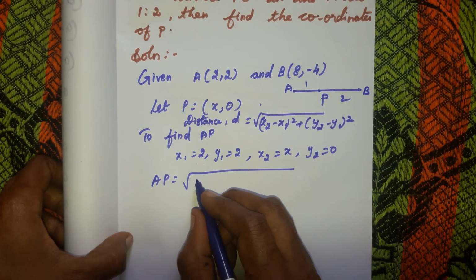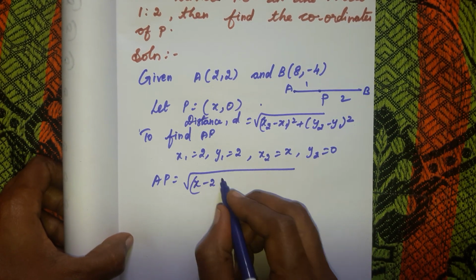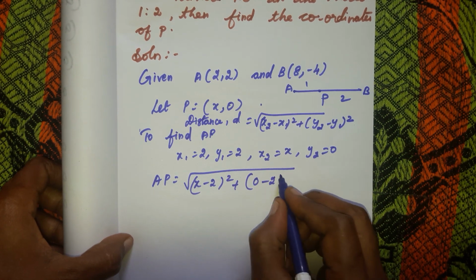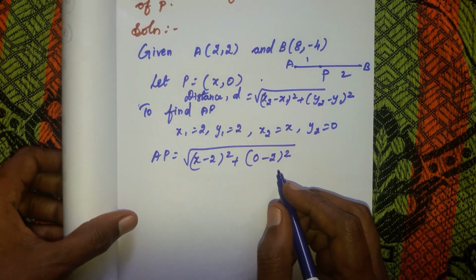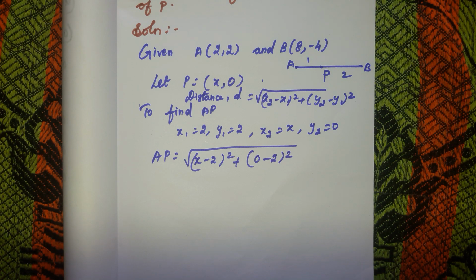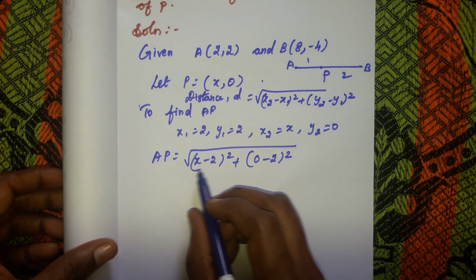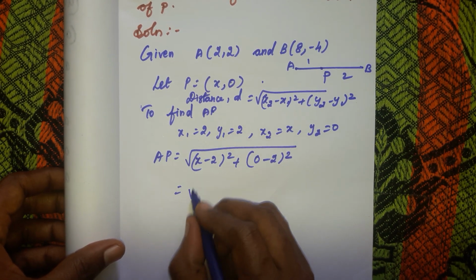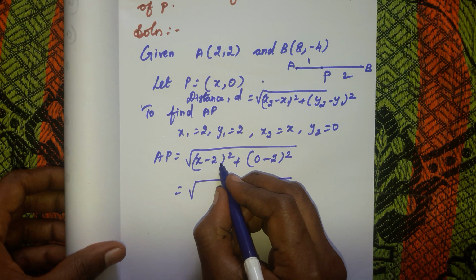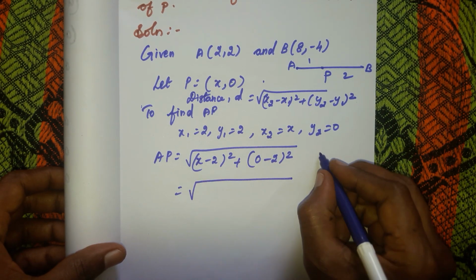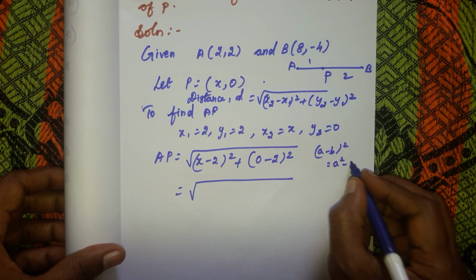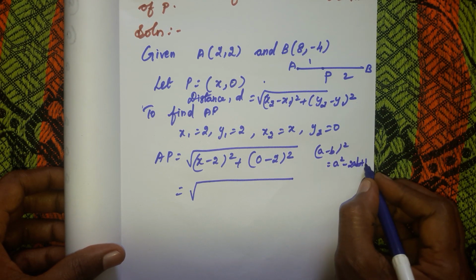Next, x minus 2 the whole square plus 0 minus 2 the whole square. Okay, it is AP. AP is equal to root of x minus 2 the whole square plus 0 minus 2 the whole square. Here we can use the formula: A minus B the whole square is equal to A square minus 2AB plus B square.